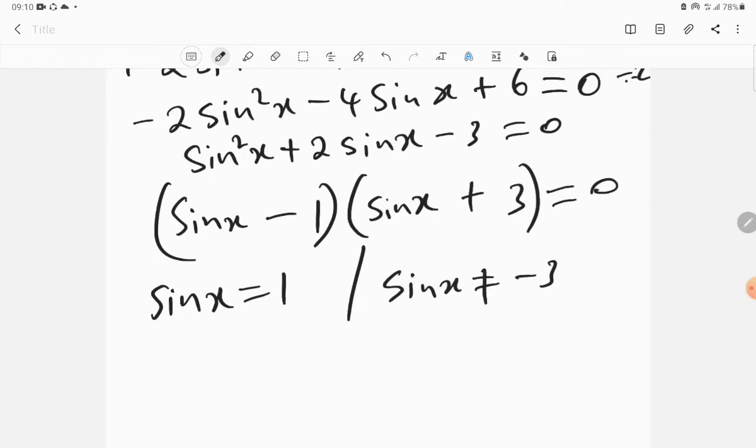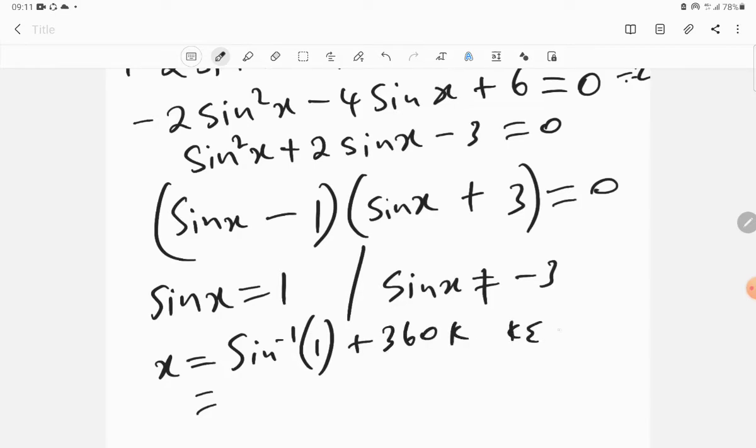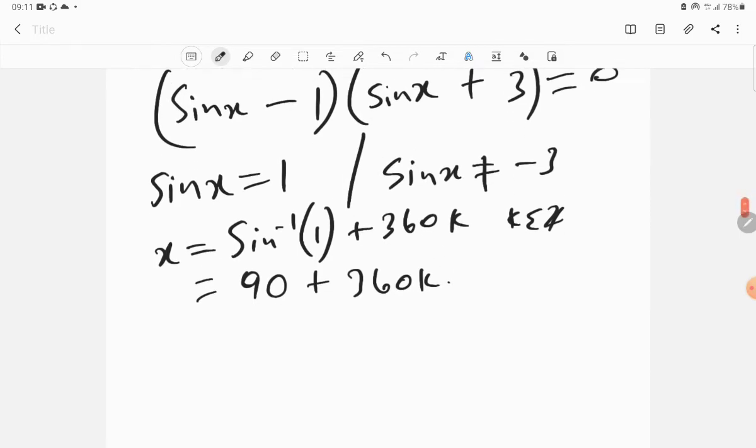Now let's come to this one. We're going to be having x is equal to sine inverse of 1, so we have just 1. Of course, we have to say plus 360k, where k is an element of integers. So sine inverse of 1 is equal to 90. It is equal to 90 plus 360k. So this is what we have.